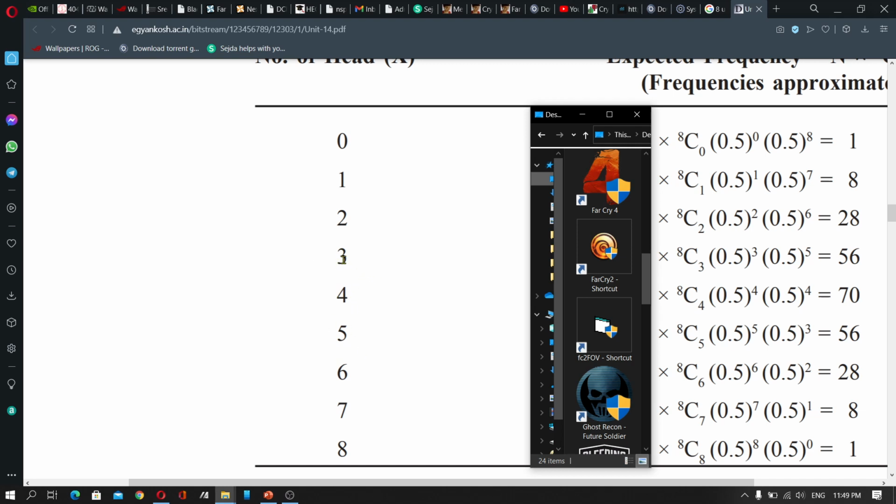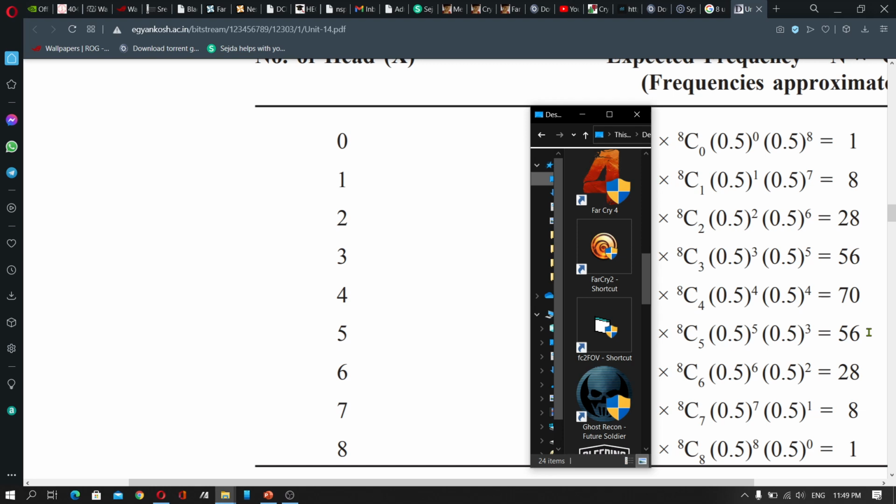If it is x equal to 3, then you will get 56 by 256. If x equal to 4, it will be 70 by 256. And if it is 5, you will get 56 by 256. And the question was the number of heads ranging from 3 to 5. So the numbers are 3, 4 and 5. It may be 3 or 4 or 5. So that is the concept.